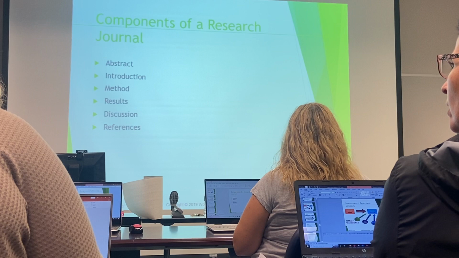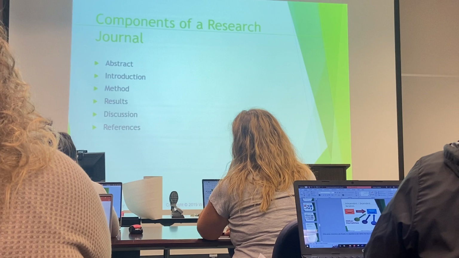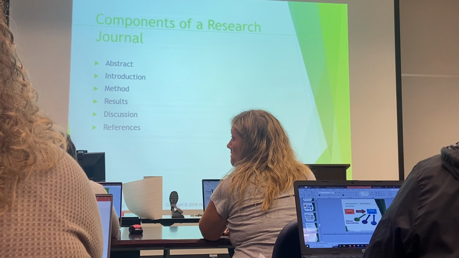And then references. And references are important. Because if your article is less than 5 years old, but your references are all greater than 5 years old, maybe not the most quality data, or at least not the most timely data.